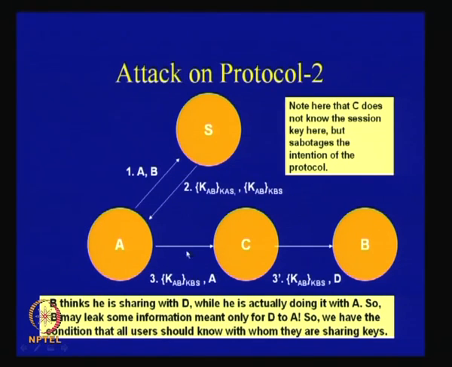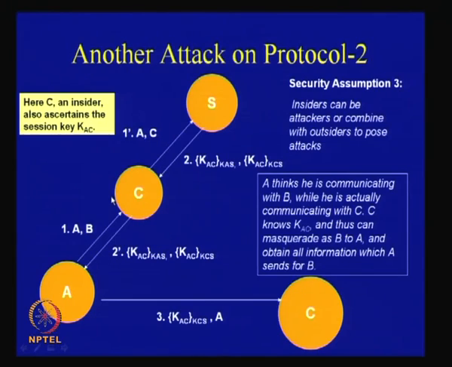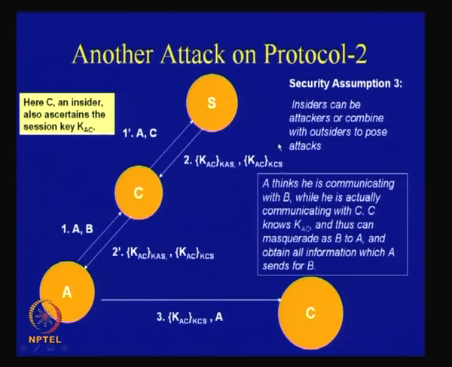The other possible vulnerability could be in this protocol, where C is not necessarily an external user, but could be an insider also. So, what may happen is that S knows that C is a valid user, and therefore there is a long term key meant for C also in the database of S. So, there could be a long term key KCS, which is maintained in the database of S. When A sends to S the message A comma B, C may come in between the traffic and modify A comma B to A comma C, right.